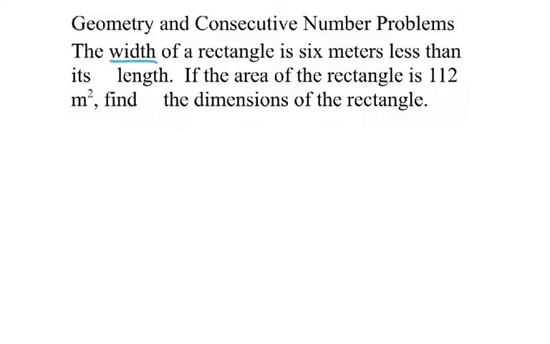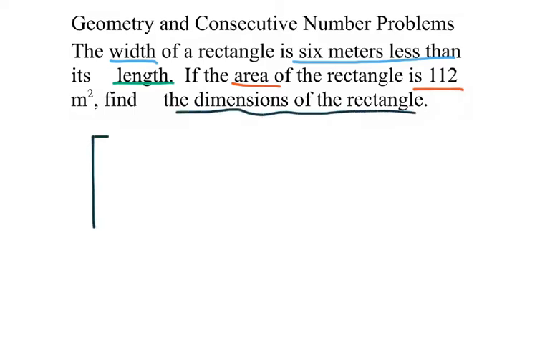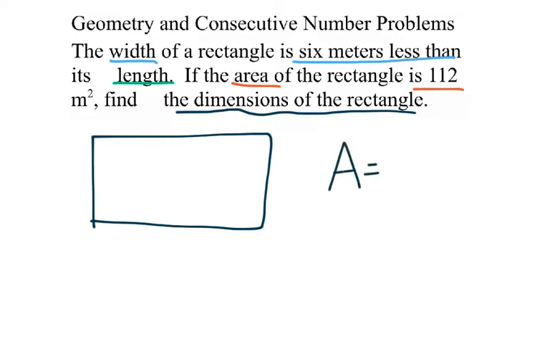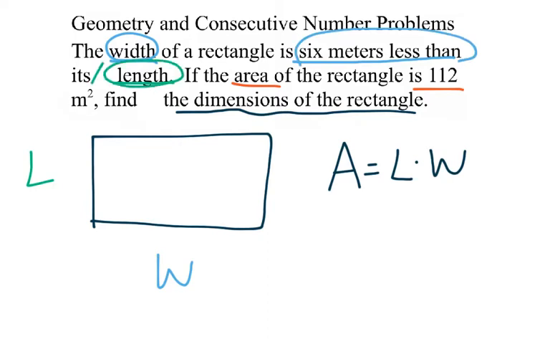Alright, so it's talking about the width of the rectangle is 6 meters less than its length. If the area of the rectangle is 112, we want to find the dimensions of the rectangle. So first off, we are definitely talking about area, and area is length times width. So I'm going to do length and width. So notice the width is the one that you got a bunch of stuff talking about. So length is the easy one. Length I'm going to use as x.